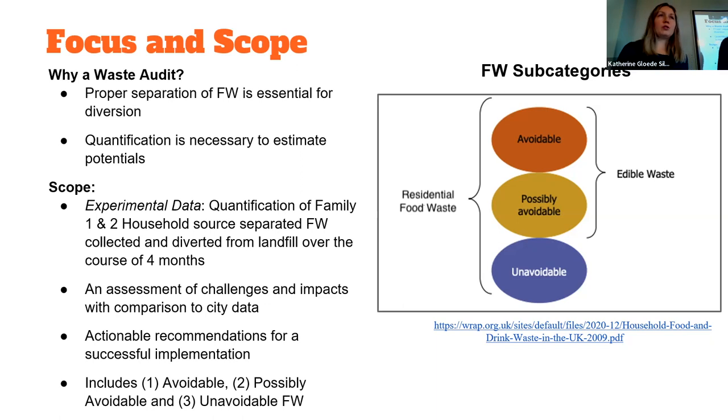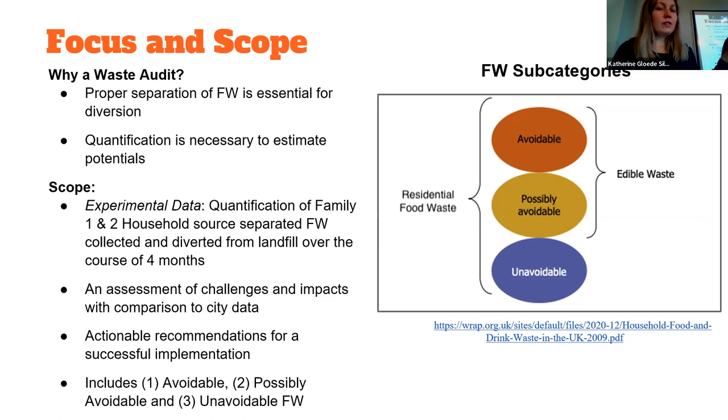The proper separation of food waste is essential for diversion, and we needed to quantify it in order to estimate potential benefits. The scope of our project was quantification of source-separated household food waste and assessment of challenges and impacts. And based on our experiment, we produced valuable first-hand experience and actionable recommendations for successful implementation of food waste separation in your own households.